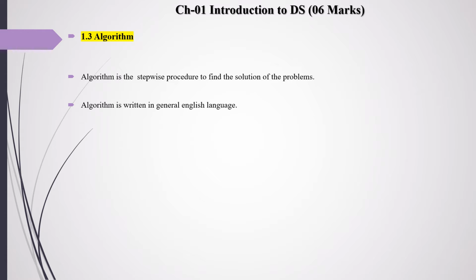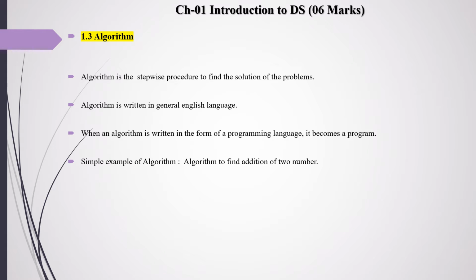Algorithm is written in general English language. Many times in examination the question is asked: define algorithm. So you can write these 2 points for 2 marks. When an algorithm is written in the form of programming language, then it becomes a program.